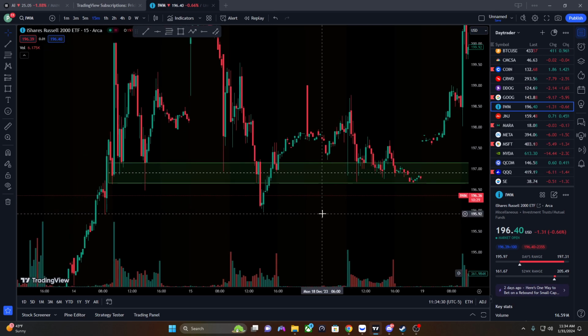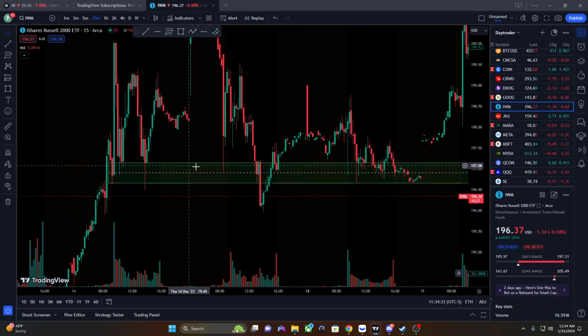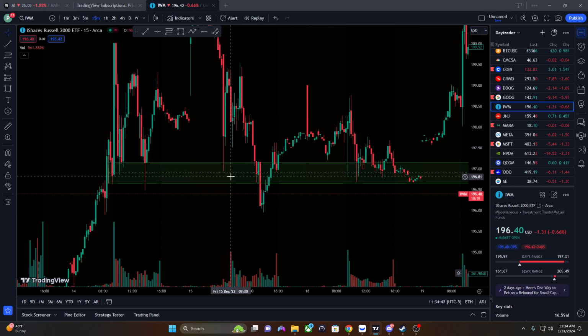For me, it's about probability. What's the likely chance that it's going to bounce? A lot of this is really strong, so probabilities are high for a bounce. So what do you do? On a day trade, I don't really wait for confirmation.